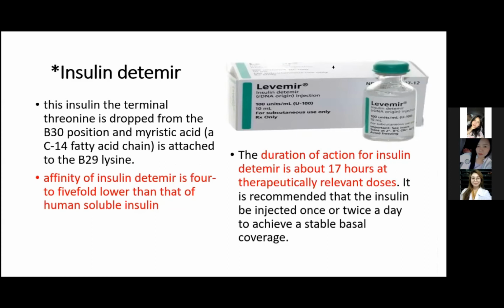In this insulin, the terminal threonine is dropped from the B30 position, and myristic acid, a 14-carbon fatty acid chain, is attached to the B29 lysine amino acid. The receptor affinity of insulin detemir is 4 to 5-fold lower than that of human soluble insulin. So this is what the insulin looks like. And the duration of action of this insulin is about 17 hours at therapeutically relevant doses.